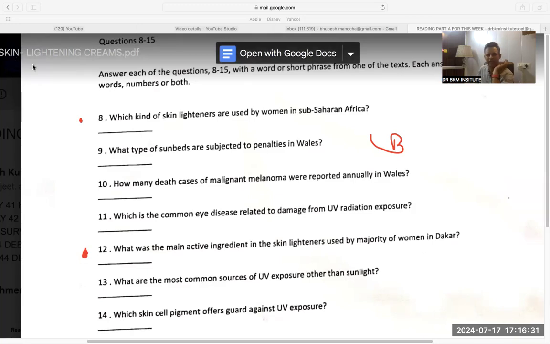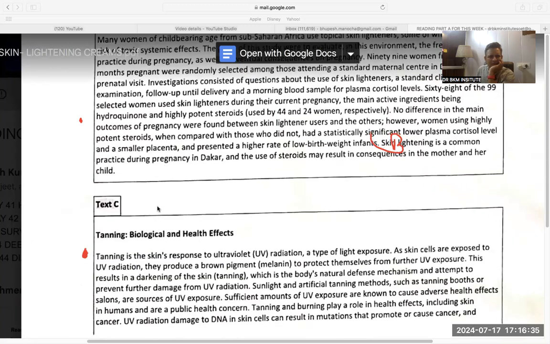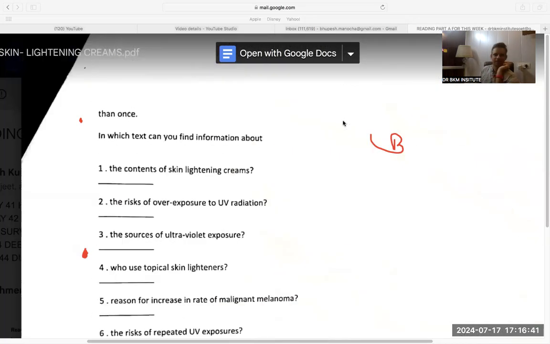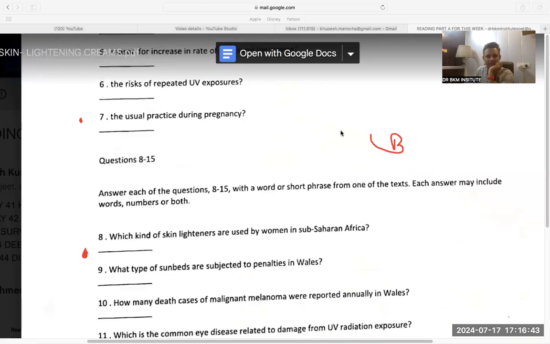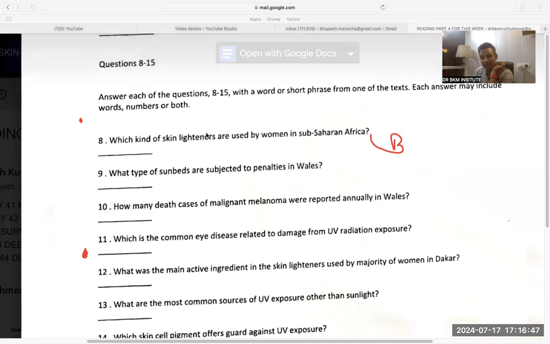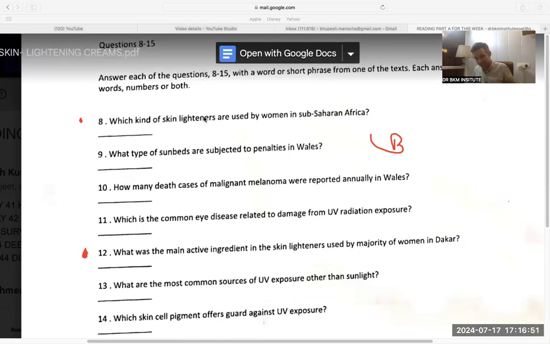What kind of skin lighteners? Kind, so I can tell. What kind of skin lighteners? Topical. Topical skin lighteners. That can be the answer because they are asking about the kind. So because of the 12th question, I could actually rectify my 8th question as well. So this is how you do it, but you do not waste time. Timing is the main thing in the reading part.